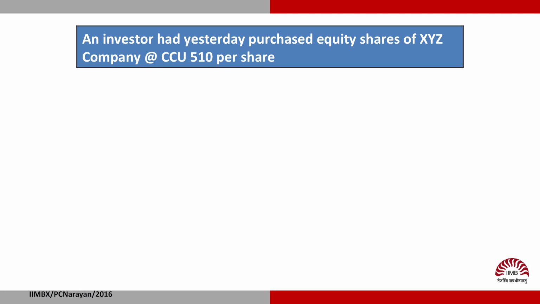To understand how value at risk is computed and used in measuring risk, let's look at a couple of examples. Let us say an investor had yesterday purchased equity shares of XYZ company at 510 CCU per share. Our objective is to use historic simulation to determine the maximum potential gain or loss should he sell it tomorrow.